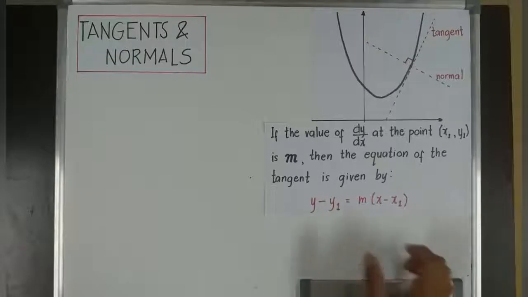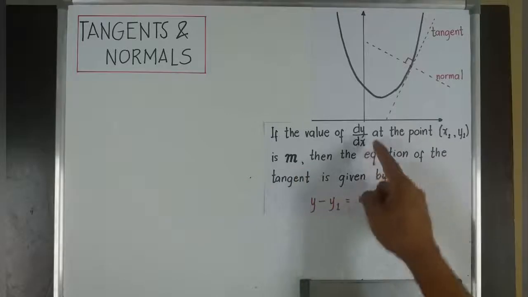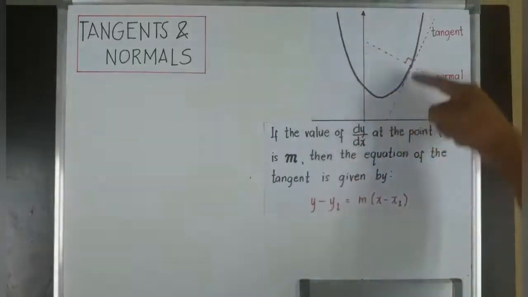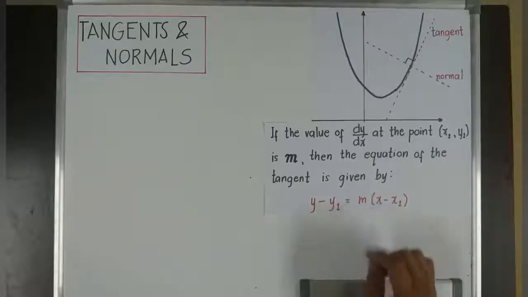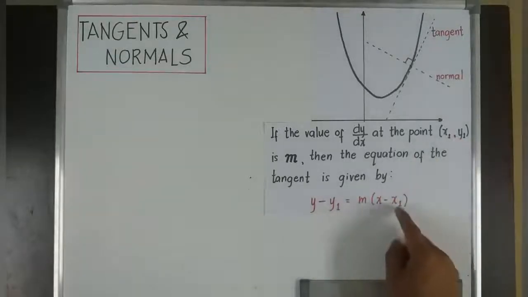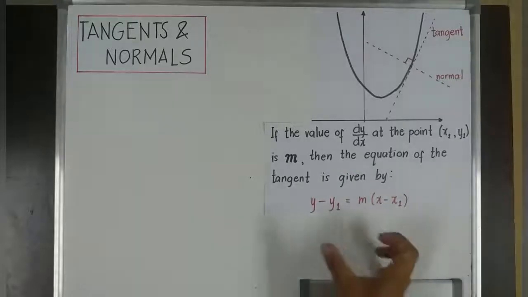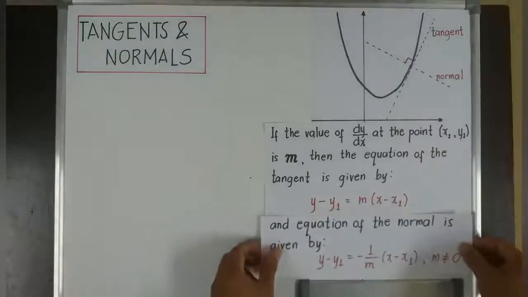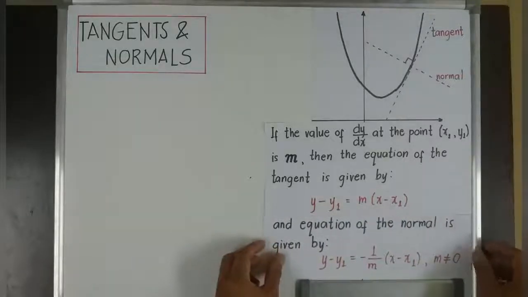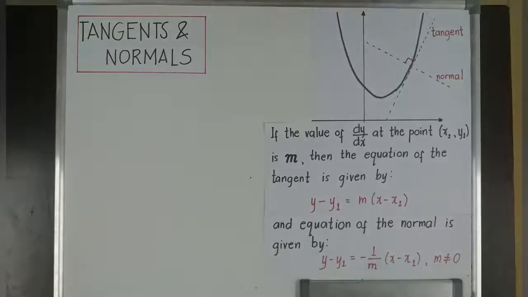So, to find the equation of the tangent, you have to look for the m. How to look for the m? Get the derivative of the curve, put in the value of x, then you will get the m. Then you just put in x1, y1, then simplify the equation, and you get the equation of the line. How about the equation of the normal? The equation of the normal is given by y minus y1.